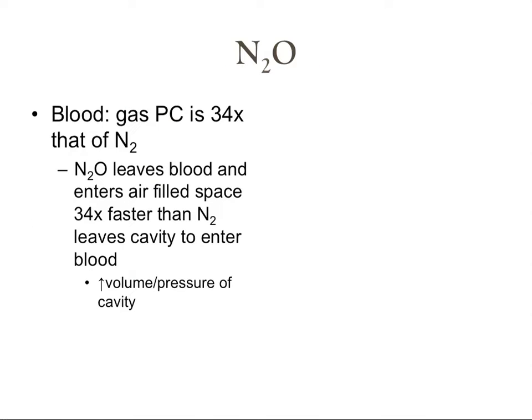Lastly, we'll talk about nitrous oxide. So the blood gas partition coefficient of nitrous oxide is 34 times that of nitrogen. So nitrous oxide leaves blood and enters the air-filled space 34 times faster than nitrogen leaves the cavity to enter the blood. So this leads to either an increase in volume or pressure depending on the nature of the cavity.